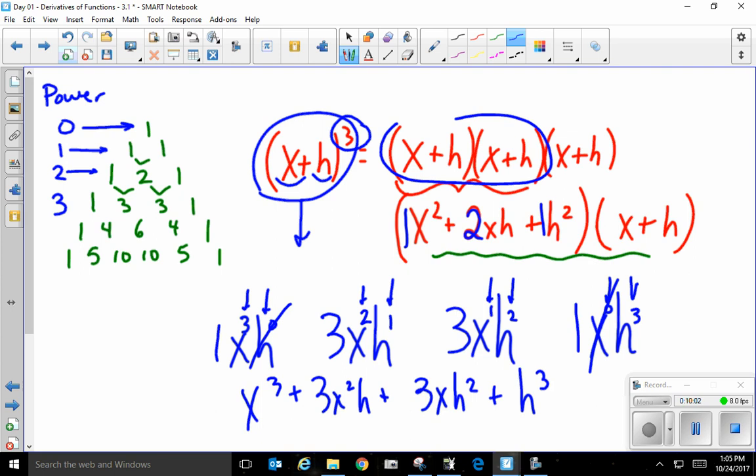Now, here's a $1 million question, children. What if it wasn't just x and h? What if I had a 2 here? Guess what? I put 2x and I cube it. Whatever that term is, that's what I put here. Do you see what I'm saying?